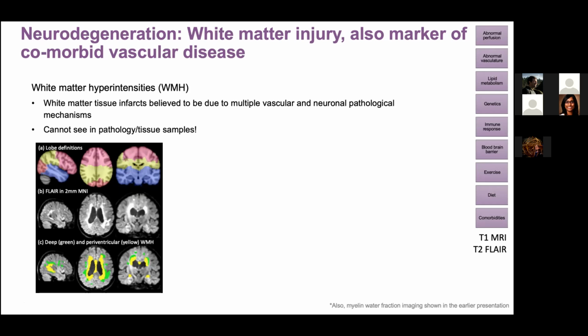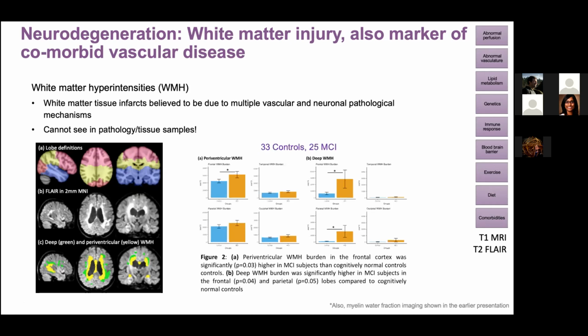As you go further away, the green ones, the deep white matter hyperintensities, are the ones that have more of a vascular pathology. This MRI doesn't tell us that, but this was a start to looking at white matter hyperintensities. And then we looked at a lobar distribution in a small population. This is just 33 controls and 25 MCI, not too many, but we do see a higher burden of frontal white matter hyperintensities in the MCI population compared to the controls.